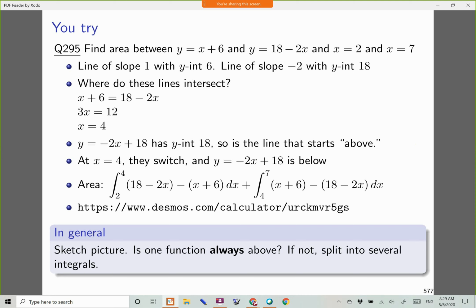So you sketch and draw a rough picture, draw a more accurate picture if you need, and then basically, based on your sketch, you're always asking, is one function always above? If so, it's more like yesterday's problem. You only need to set up one integral then. But if not, you might need to set up two or maybe even three integrals.